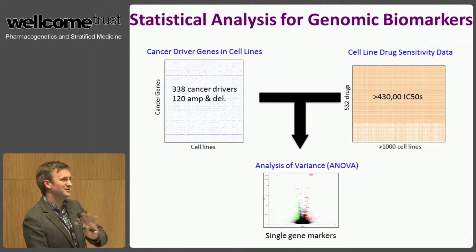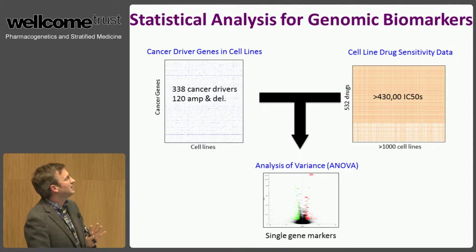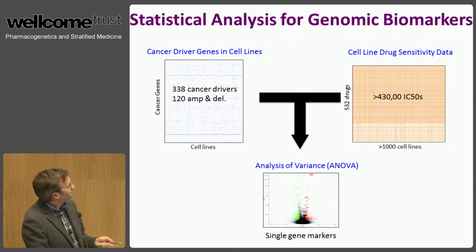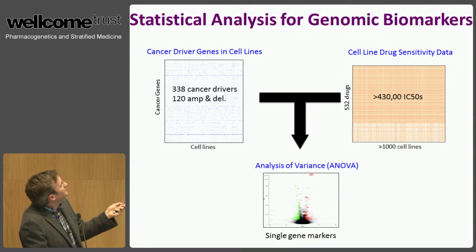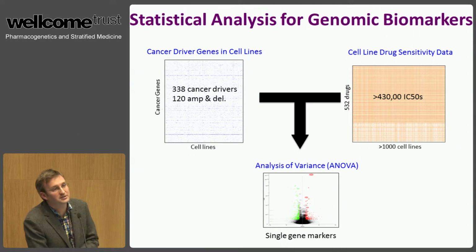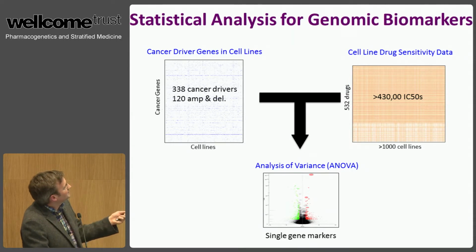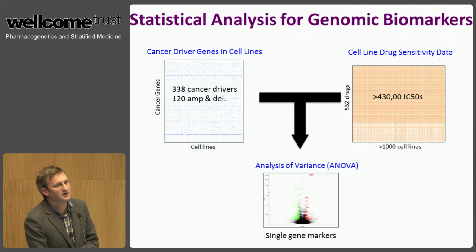Don't worry, I'm not going to go into any details about them, but just to say, we use these to really fully interrogate these data sets. For example, we've taken sets of driver genes that I referred to earlier. This is a set of 338 genes, as well as amplified and deleted genes. And then we use statistical methods to link this with our drug data. Our method of choice is this analysis of variance to do that.